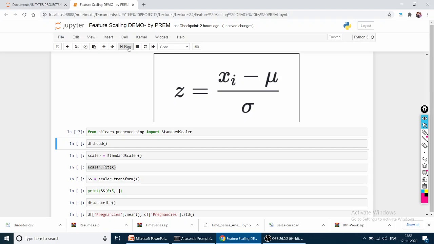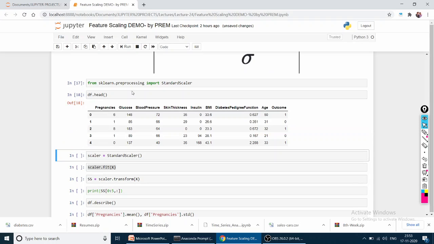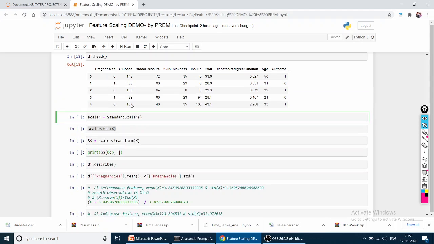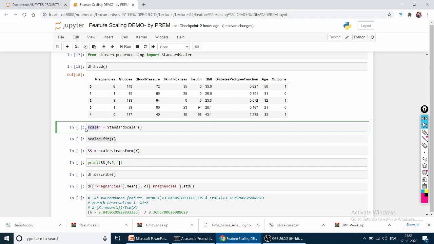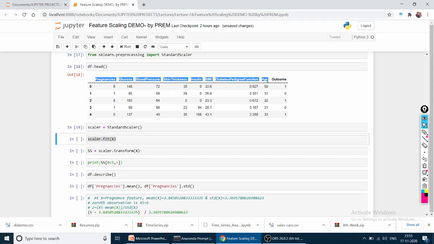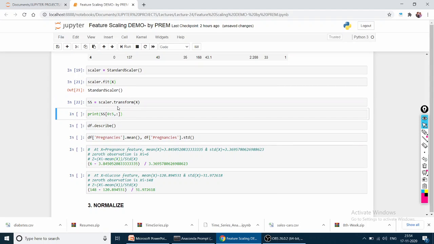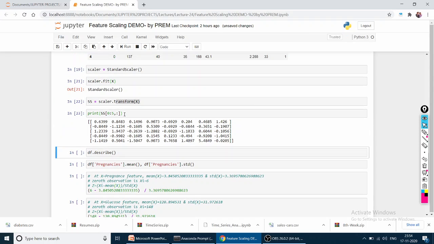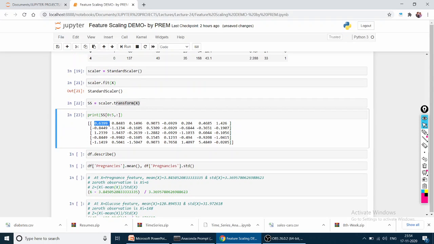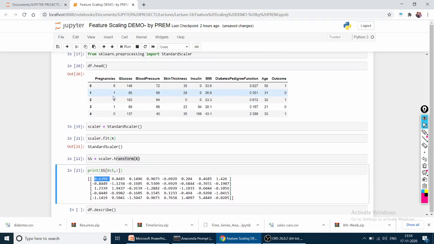So I am importing the library StandardScaler and creating the scaler. Then scaler.fit, I will pass the x value. These x values are the input values, the 8 attributes I am passing here, like MinMaxScaler. After that I transform the x and see the result. So these are the scaled values after applying the standard scaler.